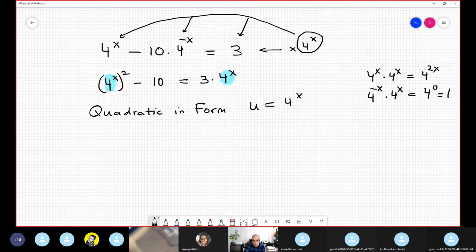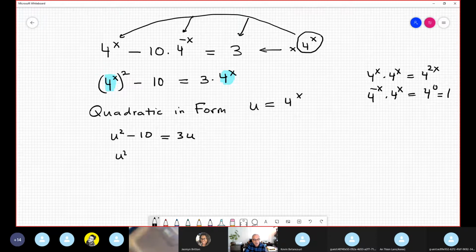And for solving any quadratic form equation, we use an auxiliary variable, u. You declare u as 4 to the x because you always take the expression that contains the smaller exponent. So immediately I try to do my best to rewrite this equation using the auxiliary variable u. This is u squared, look at that, minus 10, okay, equal 3u. Wow. This equation is easier, and by the way, it's a quadratic equation.